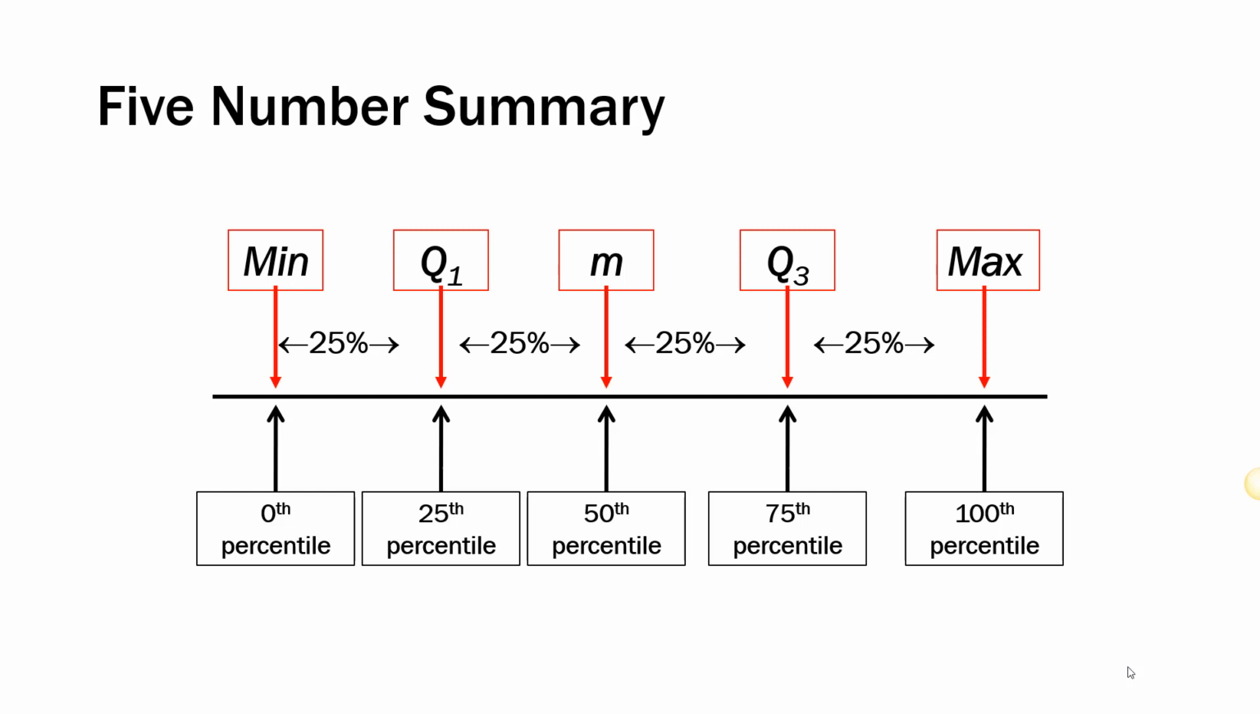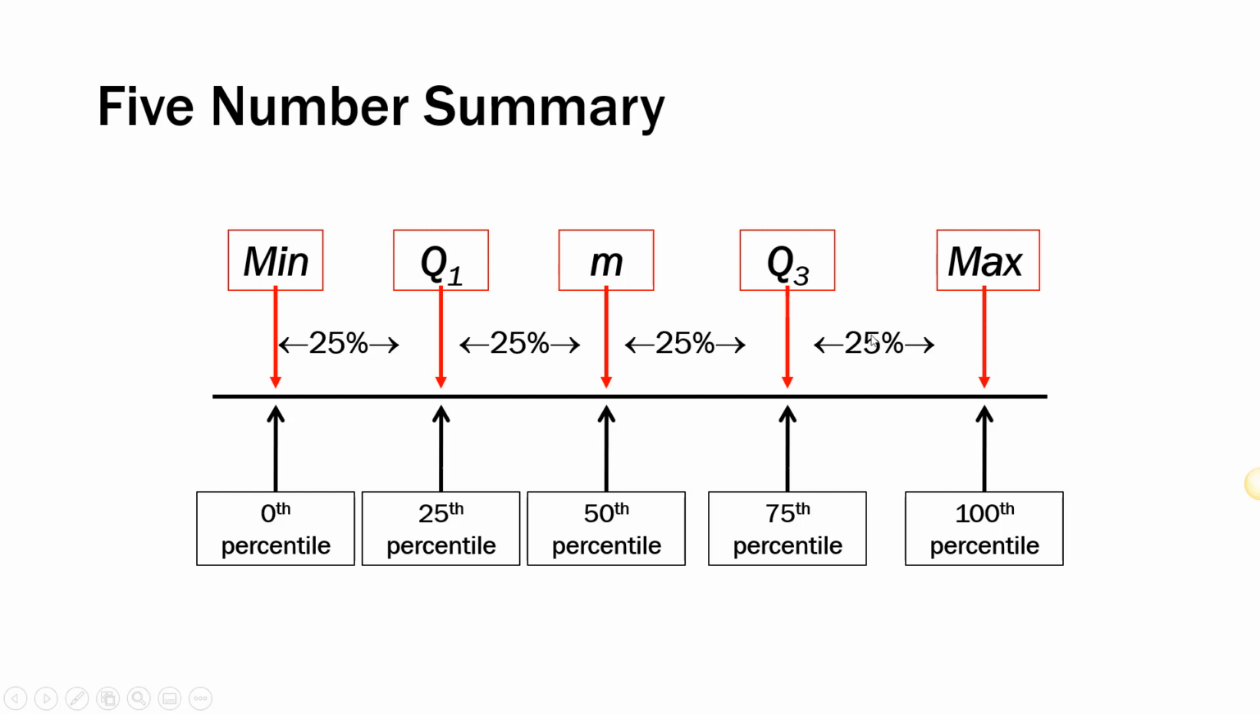The 5-number summary divides the data into 4 equal parts, hence why we use the term quartile to describe some of those numbers. And each section contains 25% of the data. So between the minimum and Q1, we have 25%. Between Q1 and the median, we have another 25%. The median and Q3, another 25%. And Q3 and the maximum, another 25%.